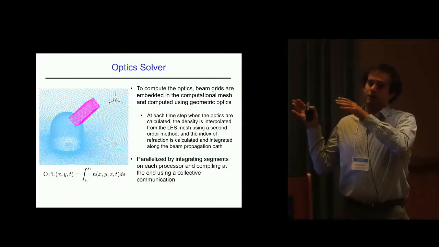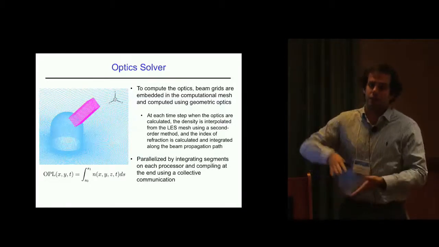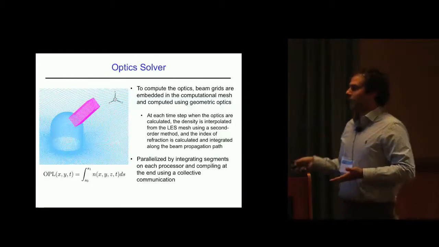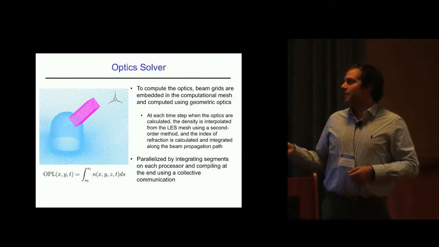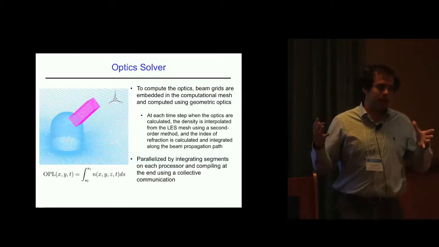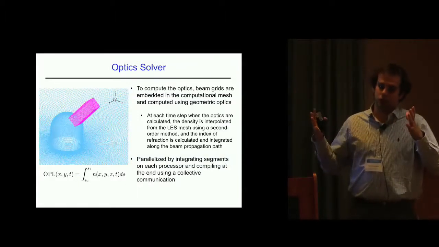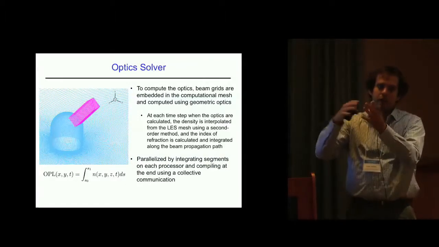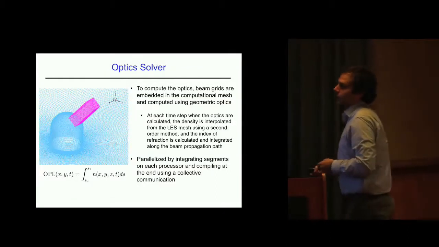So for each one, at every time step I calculate the optics, I have to interpolate onto those grids and then integrate through, which really was just a balancing act because, as you can imagine, it gets very, very concentrated near the turret. So parallelizing was just weighting and balancing everything. And then doing the integration, you can just break it into chunks locally and then afterwards just knock it all through with one collective communication.